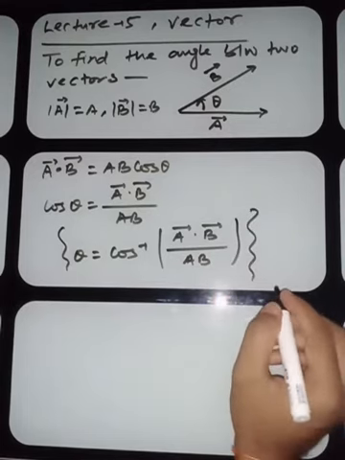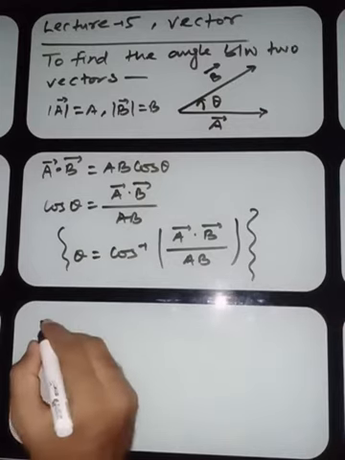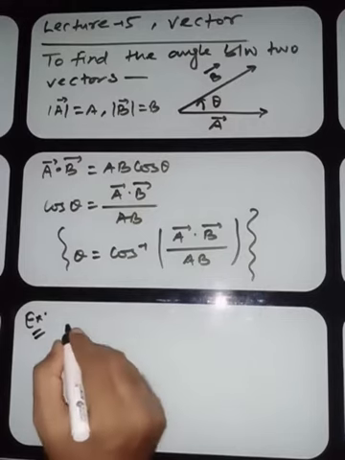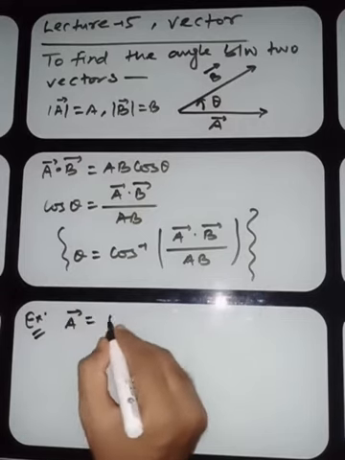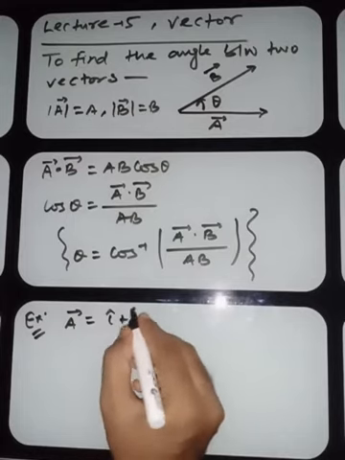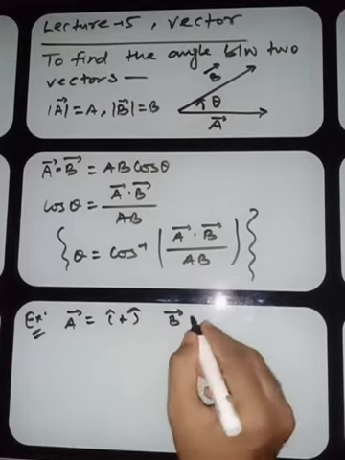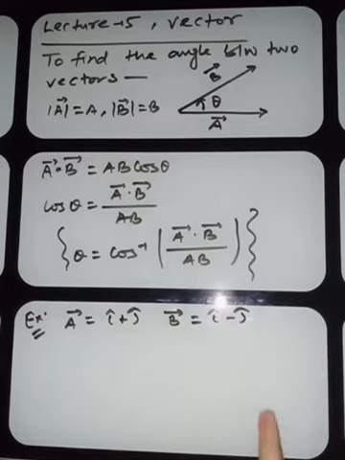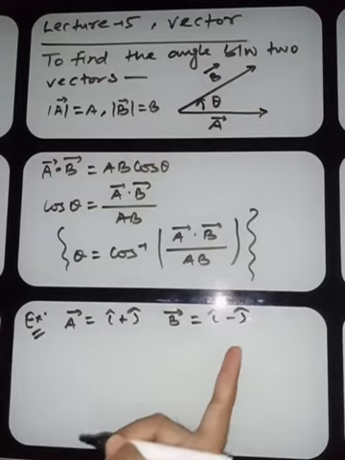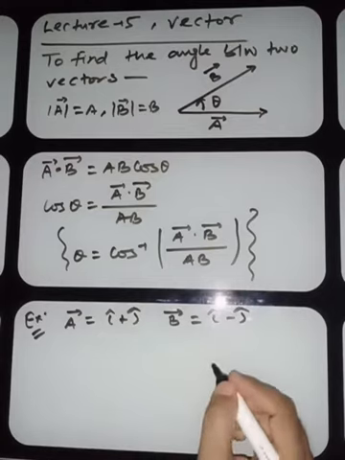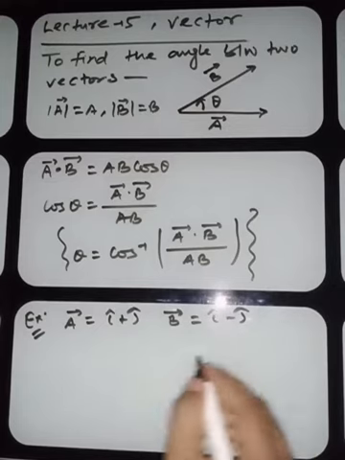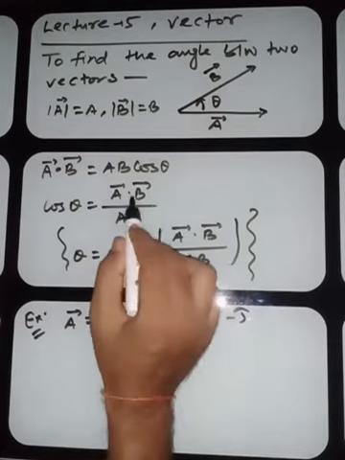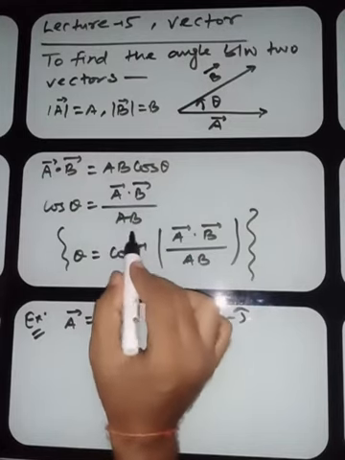Okay my dear students, let me take a very simple example. Suppose you have been given two vectors, the vector A as i plus j, and another vector B as i minus j, and you have to find the angle between these two vectors. First we need A dot B and then the mod of A and B.